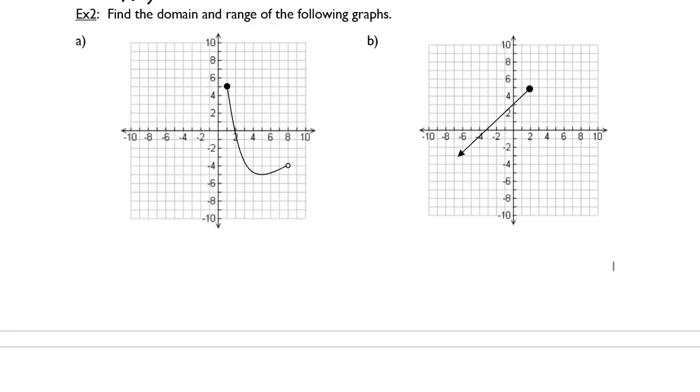Welcome to Graphing Functions Part 2. We're going to look at two graphs. Now, one way you can think of domain and range is as follows.